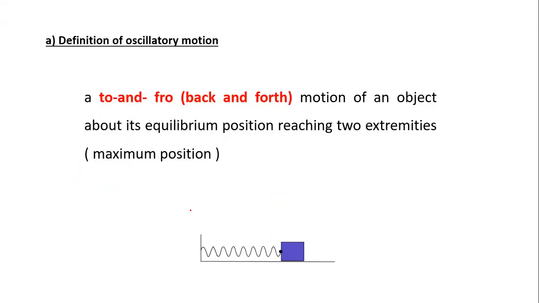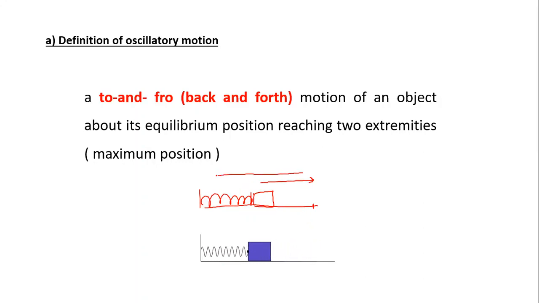So let's take the other figure here. This was the horizontal elastic pendulum at equilibrium. Then when I compress it or I elongate it, what will happen? It will go to a maximum and then it will come back. So we'll have a back and forth motion. It will reach here and then come back. This back and forth motion about the position of equilibrium, which is here, and reaching two extremities, this is the first extremity and this is the second extremity, this type of motion is called oscillatory motion.